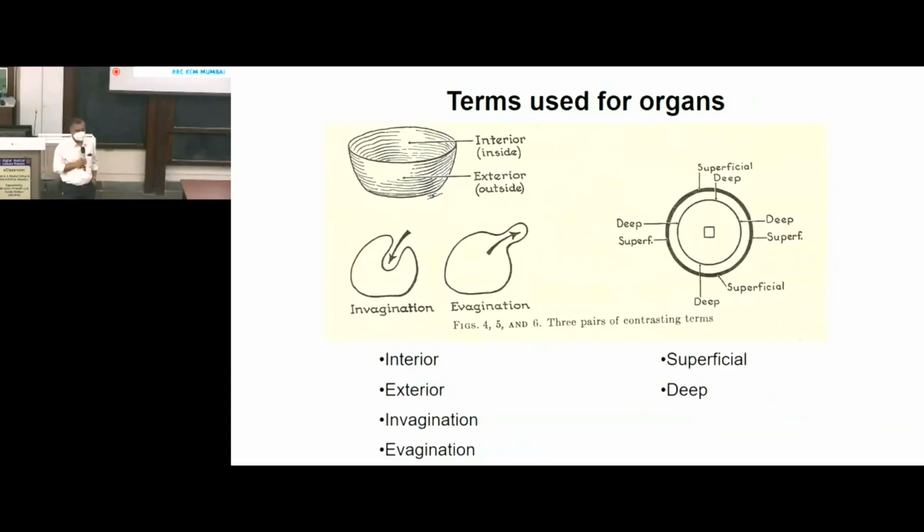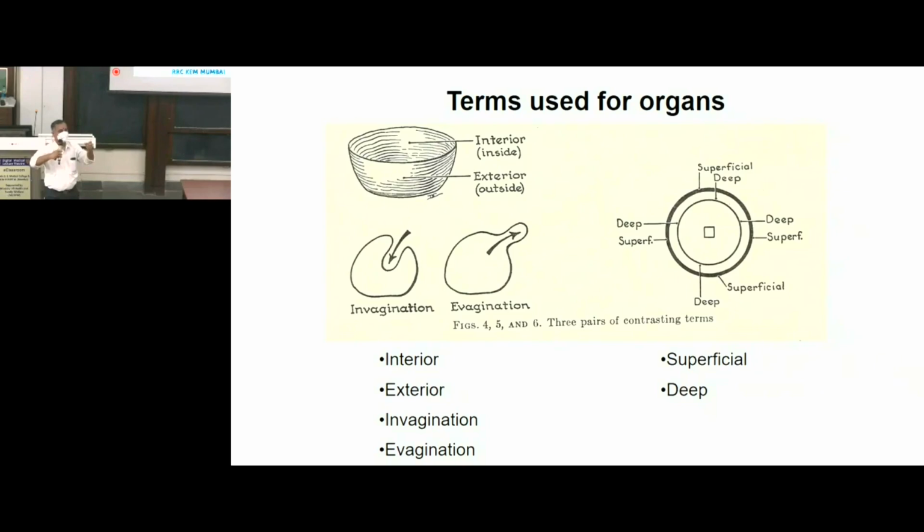Terms used for organs. Interior is within. Exterior is outside. So outer surface of the organ is exterior. Inner aspect of the organ is interior. Invagination. Vagina means a sheath.